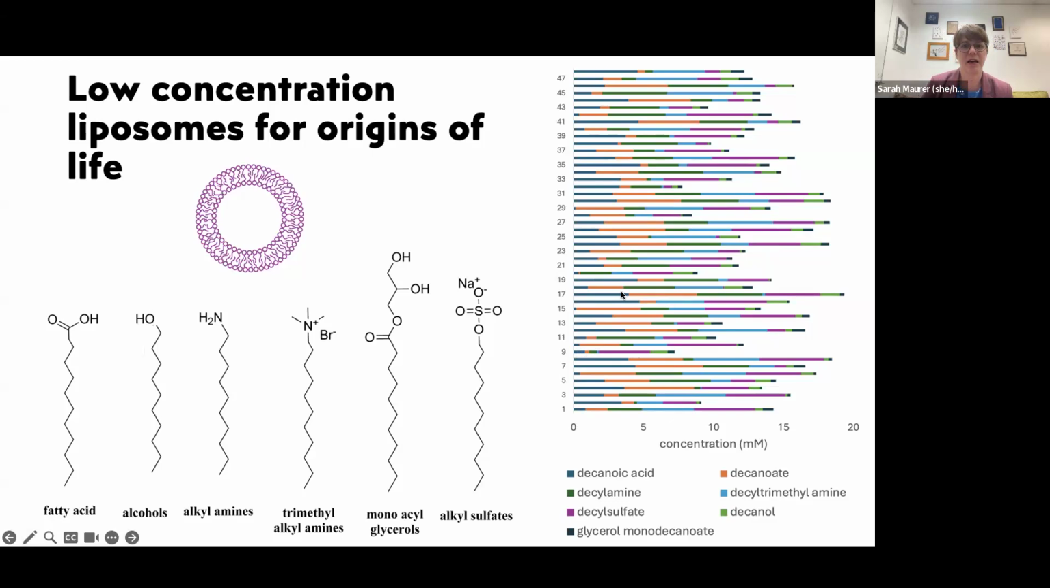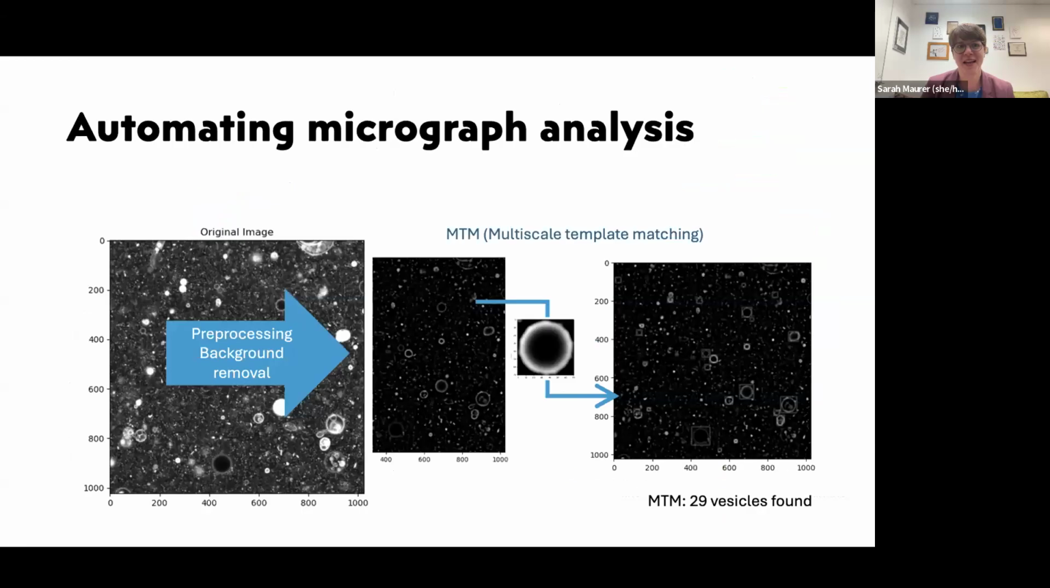And okay, so let's talk about what happened. We made this composition and we rehydrated it in water, and then we checked it out on the microscope. And when we did our automated micrograph analysis, it's using multi-scale template matching. So we essentially build a template. Here we have 3 different templates that look kind of like this. And it says, how close do the things in the micrograph look like our template? And it counts them. So in this micrograph, there were 29 vesicles found.